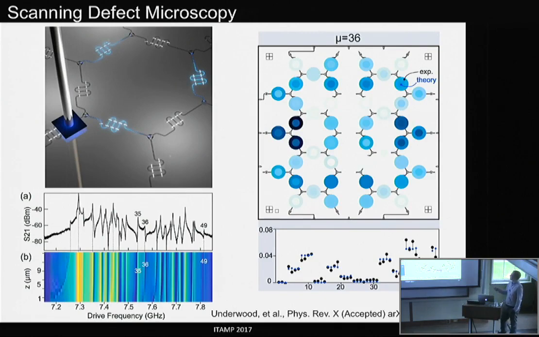So this is a 49 cavity Kagome lattice where we're driving the system and moving a piece of sapphire around. From theory, Jens's group did some calculations and can say, here's what you expect the normal mode weight to be at the 36th mode of the system. And then with our scan probe tool, the outer color is what we extract for the normal mode weight of the system. And so we can actually draw pictures of where the photons are hanging out in the system.